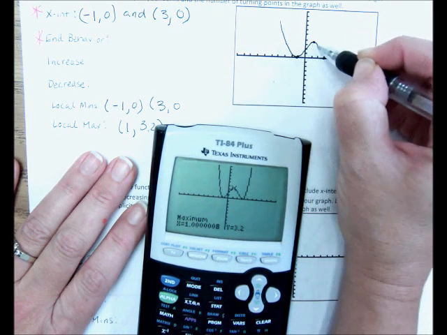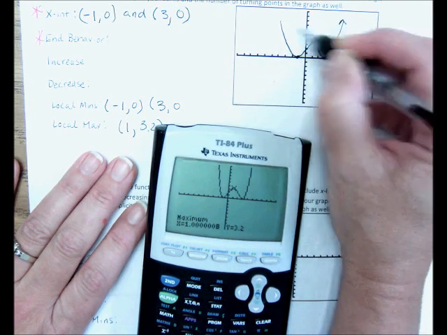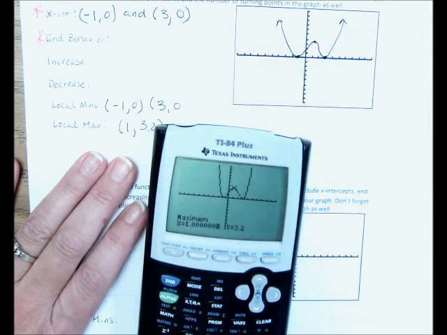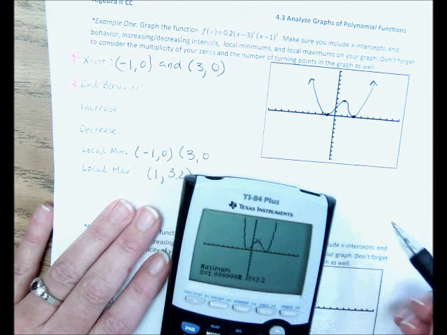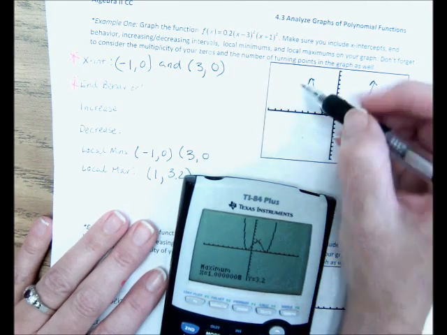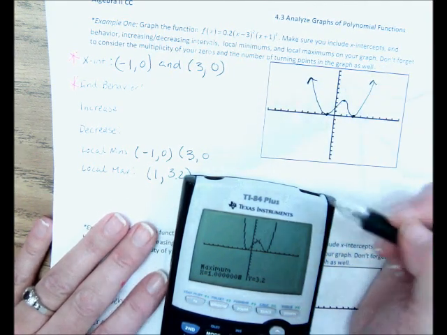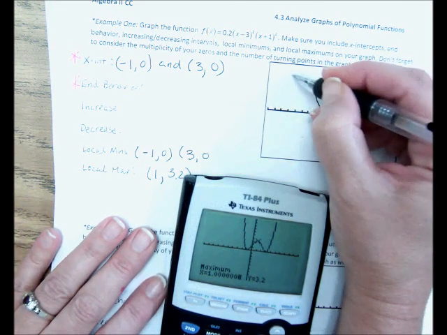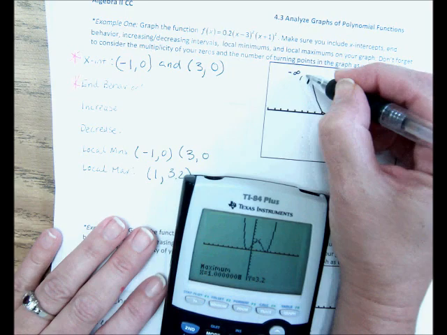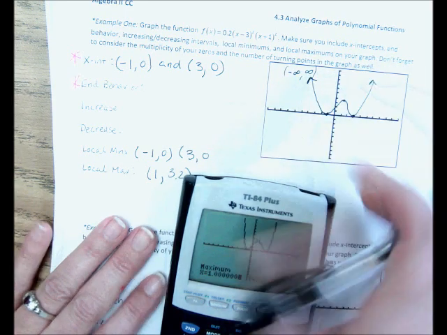I'm starting up and I'm going to end up. This means it's an even graph, and I know that because it's going to be x to the 4th. Now I can look at my end behavior. End behavior is where my graph is going at the ends. As I go from negative infinity, it is going up to positive infinity.